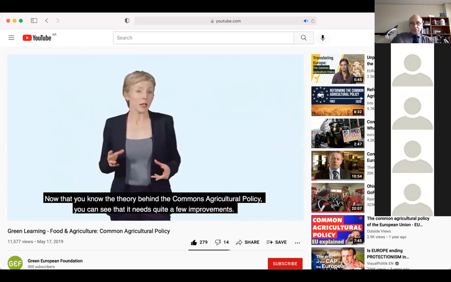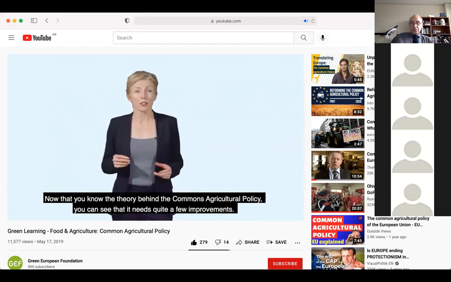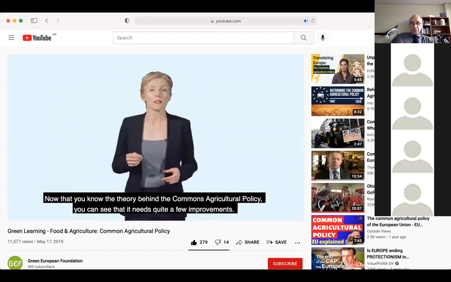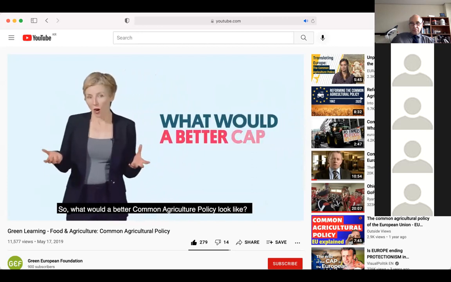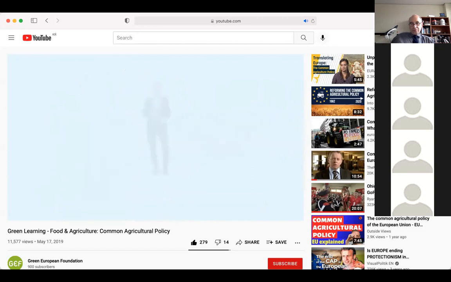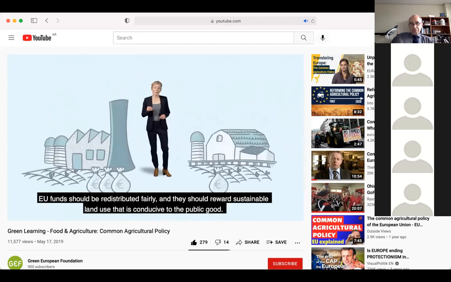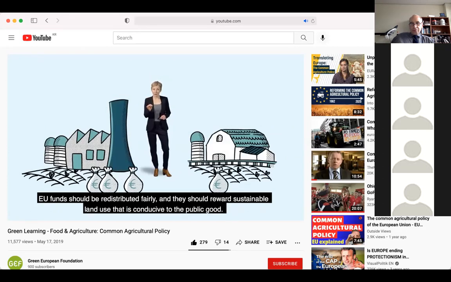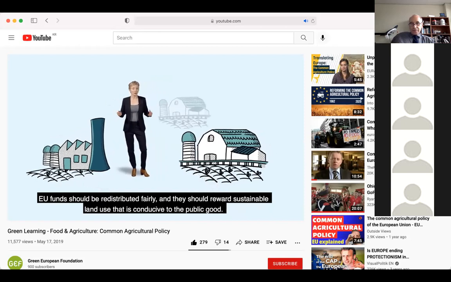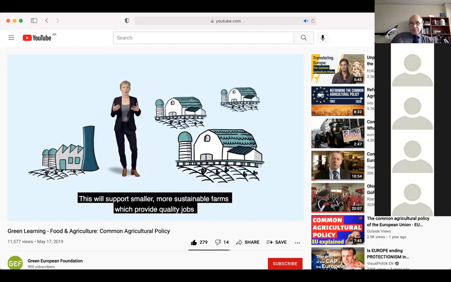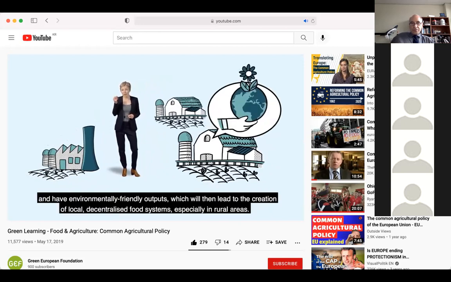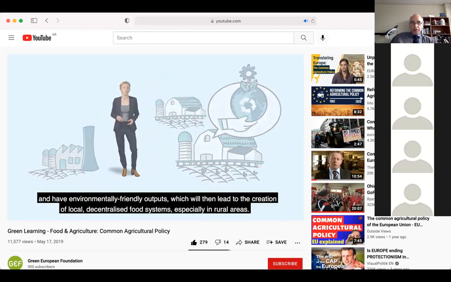Now that you know the theory behind the Common Agricultural Policy, you can see that it needs quite a few improvements. So what would a better Common Agricultural Policy look like? First, EU funds should be redistributed fairly, and they should reward sustainable land use that is conducive to the public good. This will support smaller, more sustainable farms, which provide quality jobs and have environmentally friendly outputs, which will then lead to creation of local, decentralized food systems, especially in rural areas.